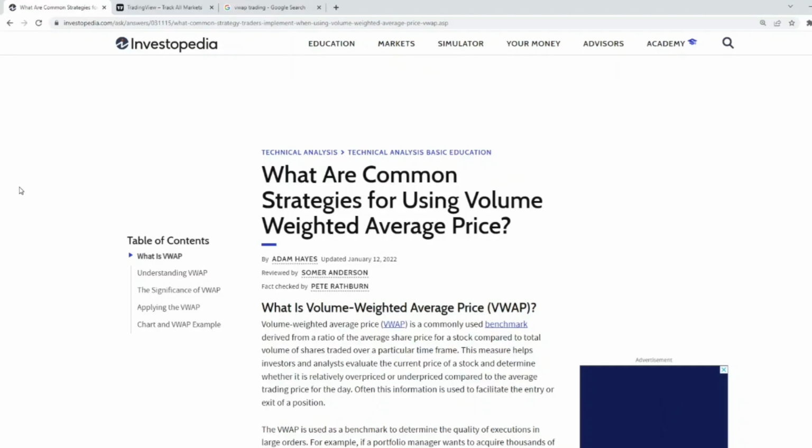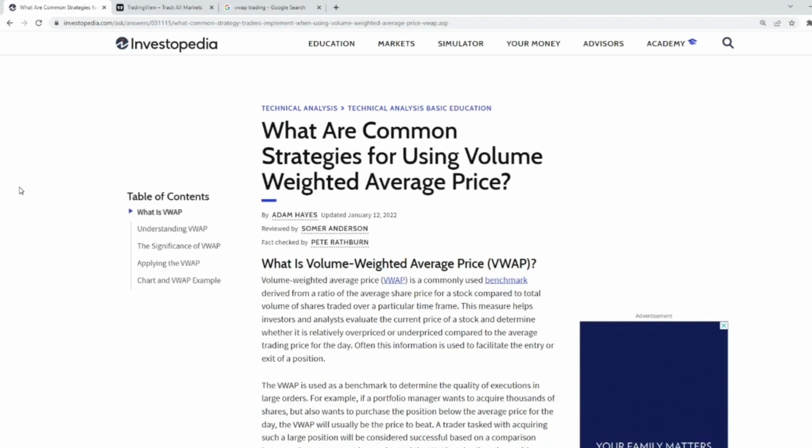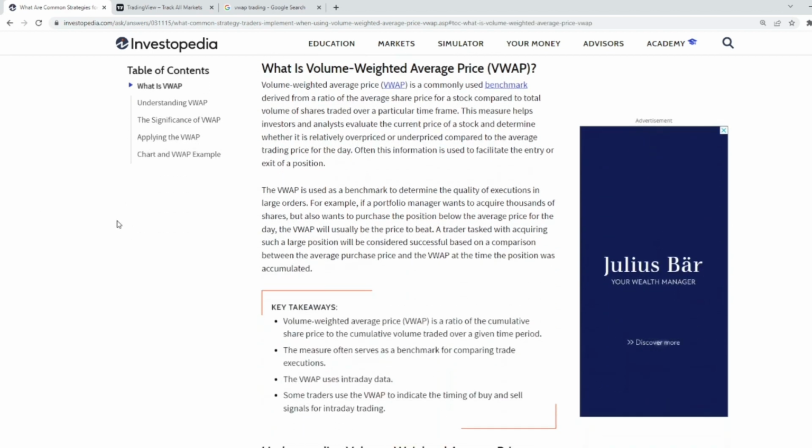So the indicator that we are going to be discussing today is going to be the VWAP. If you're on Thinkorswim or actually any other charting software, just type in VW and it's going to pop up with VWAP.